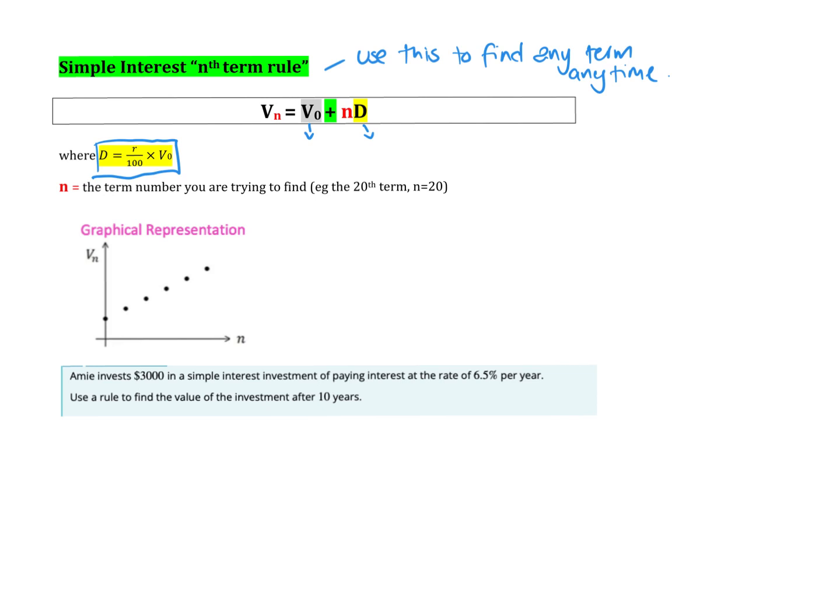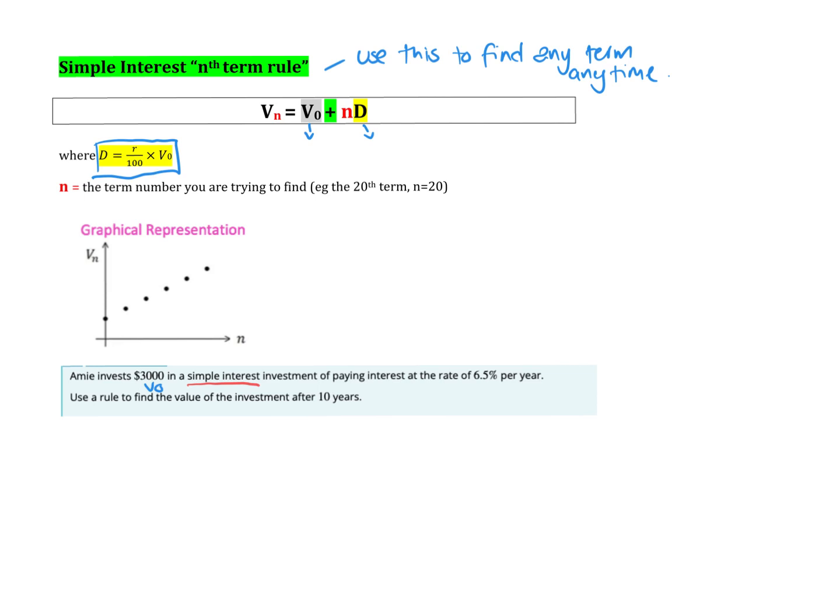So let's go down and have a look at this one down here. It says Annie invests 3,000 into a simple interest. So I write that's V0. And I'm also going to underline it's simple interest. So I've gone to my formula sheet and I'm looking at my simple interest formula.